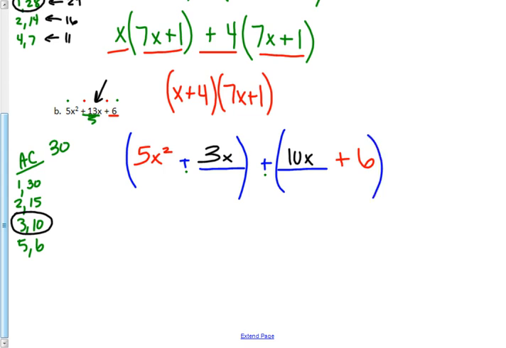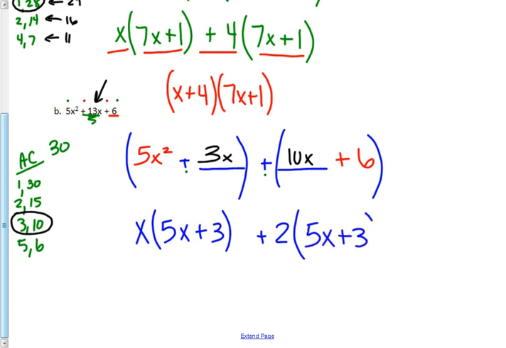First set, I can go ahead and factor out an x, and I'm left with 5x plus 3. Drop down my plus sign. In the second group, I can actually go ahead and factor out a 2. When I factor out a 2, I wind up with 5x plus 3. Notice again I have the 2 identical terms here. So my answer would be x plus 2 and 5x plus 3.